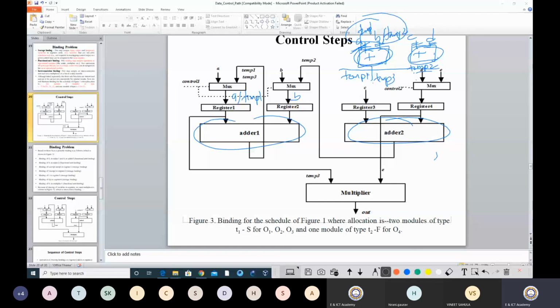A and temp1 both have to be stored at register 1, but those are at different time intervals. So A and temp1 will go to the mux. Now the selection of the mux will decide whether I need to store A or whether I need to store temp1. That's it. That I will take care of.